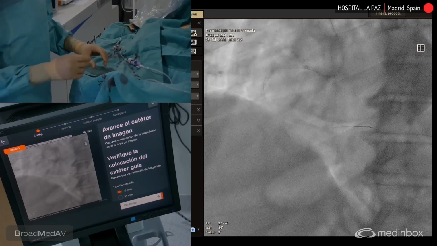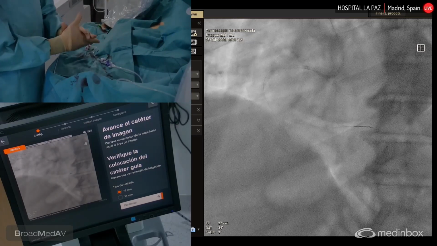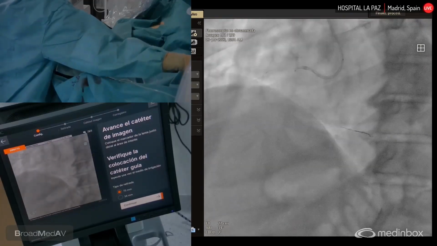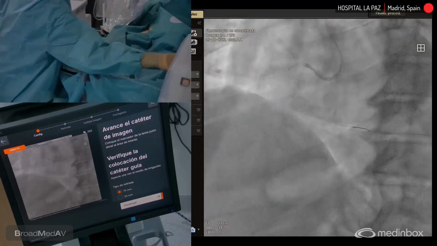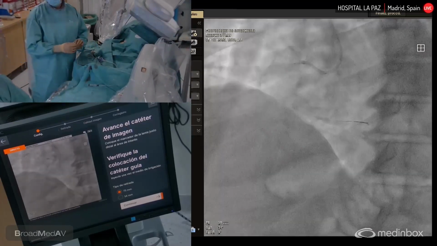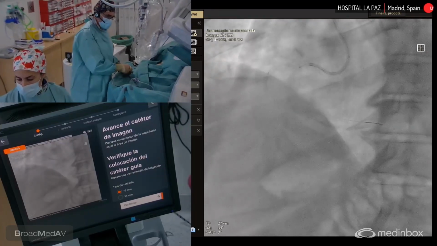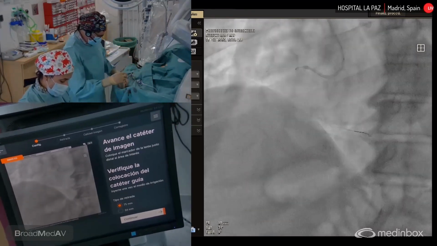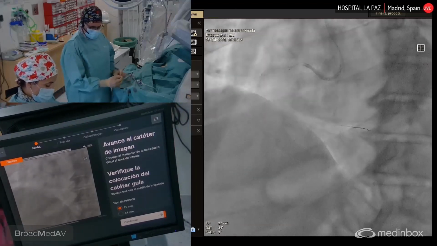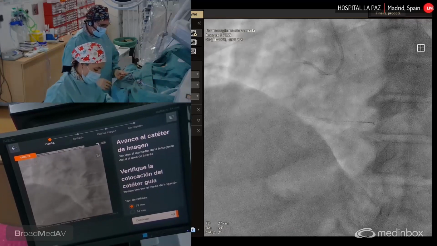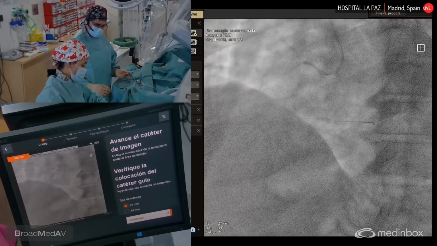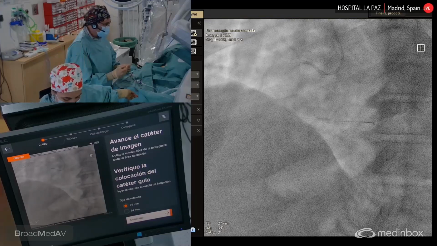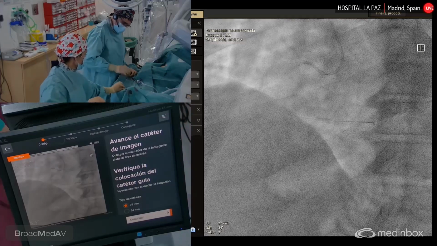No tenemos. Dígame, Dani, mira si tenemos algún extensor de catéter guía aquí a mano, porque a lo mejor lo necesito. No lo abro, no.